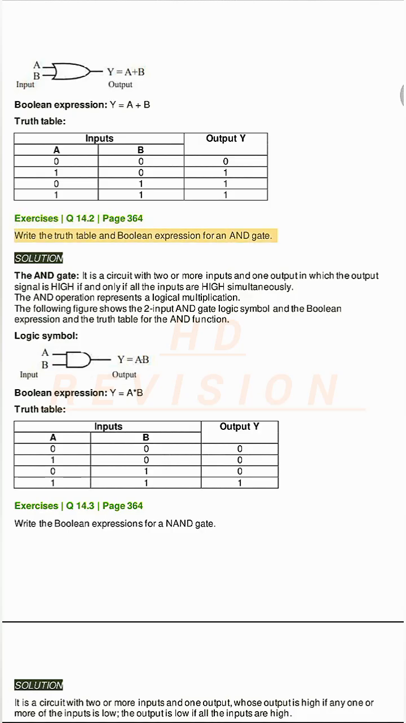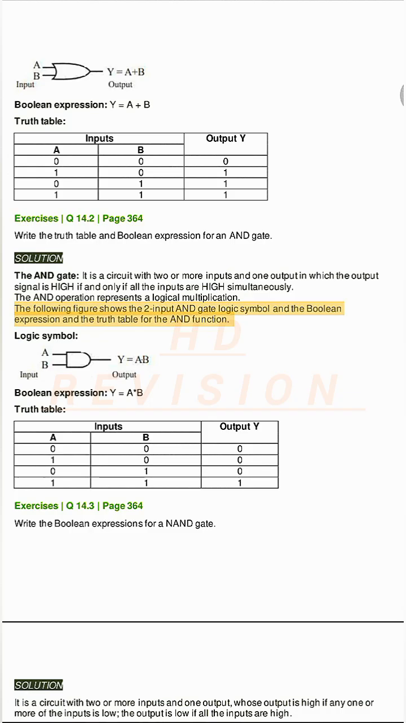Exercises Q14.2, page 364. Write the truth table and Boolean expression for an AND gate. Solution. The AND gate is a circuit with two or more inputs and one output in which the output signal is high if and only if all the inputs are high simultaneously. The AND operation represents a logical multiplication.